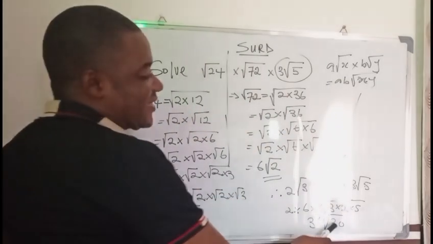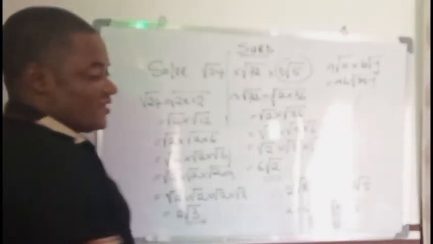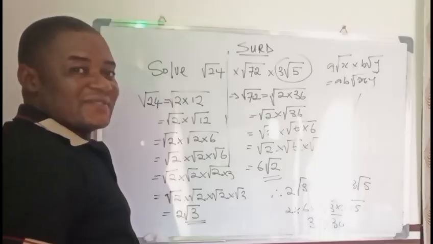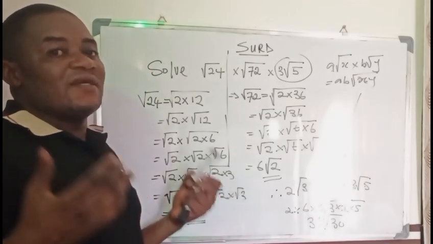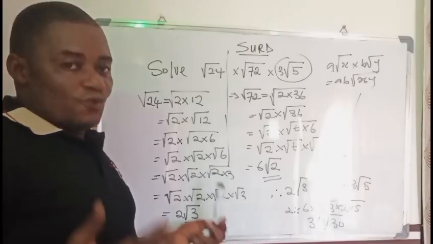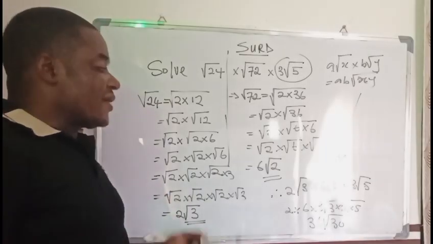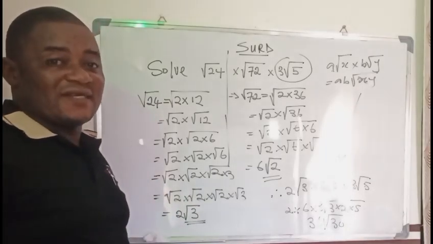But do you know that 30 can be further solved? Because this is not a solution. 30 is simply what? 2 times 15. You can even say 10 times 5, you get the same answer. You can say 2 times 15, you will have the same answer.